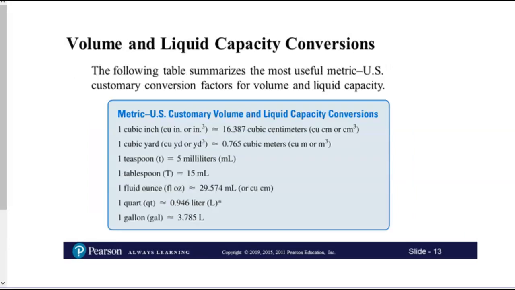With volume and liquid capacity conversions, it's very similar. I'm not doing any problems with these because they're fairly simple. You use the same method that we have been using, the unity fractions. In this case 1 teaspoon would equal 5 milliliters, so whether you put the teaspoon on top or the milliliters on top depends on what you're trying to solve for.